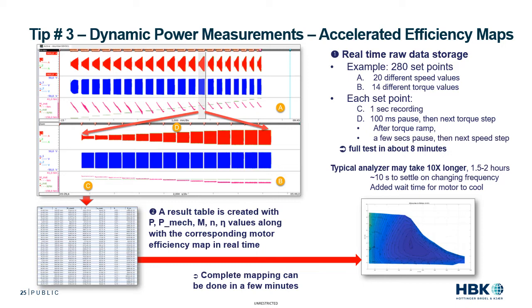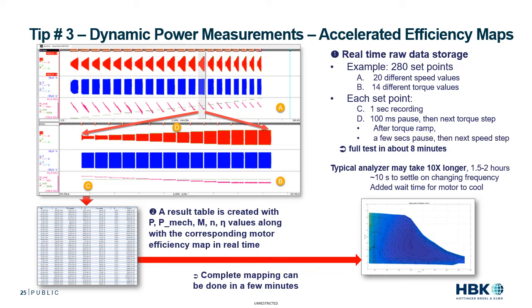So in this example, we have 280 set points, which includes 20 different speed values as seen in area A, and 14 different torque values for each speed step as seen in area B. Now for each set point, a 1-second recording is performed, then a 100 millisecond pause to move to the next torque step and onto another measurement. After an entire torque ramp, there's a few seconds pause to proceed to the next speed step and then on to the next set of torque steps.